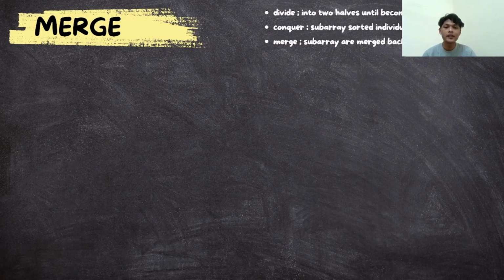Beforehand, you need to understand three fundamentals of merge sort. We have divide, where we divide into 2 halves until it becomes a single array. Next, you conquer, where the sub-arrays that we have been dividing are sorted individually, and merge, where the sub-arrays are merged back in order.